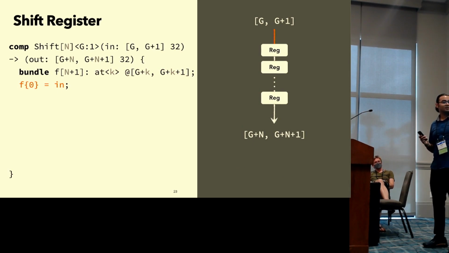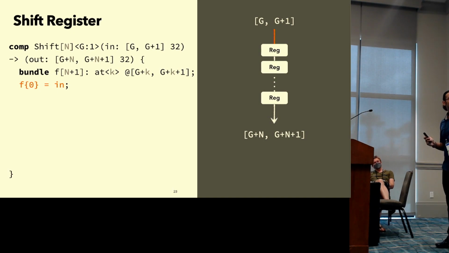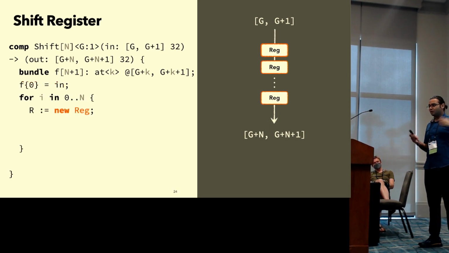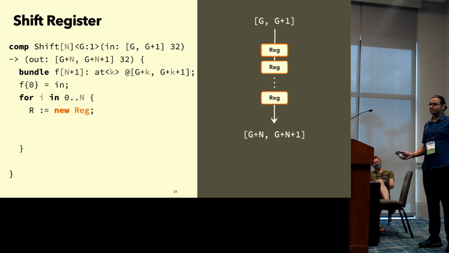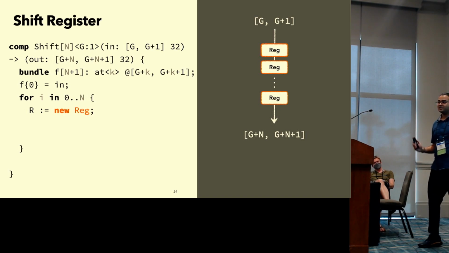Next, once you have this, you can define a bunch of connections between circuits. So you can say the 0th wire takes the input in. And again, this will type check because in is available g to g plus 1. We replace k with 0. We get the exact interval we wanted. Next, we can use a for loop to instantiate a bunch of hardware. So we have a loop going from 0 to n, and we're instantiating n registers. Nothing special about that. New is just a keyword that we use to describe instantiations because I'm a PL person.